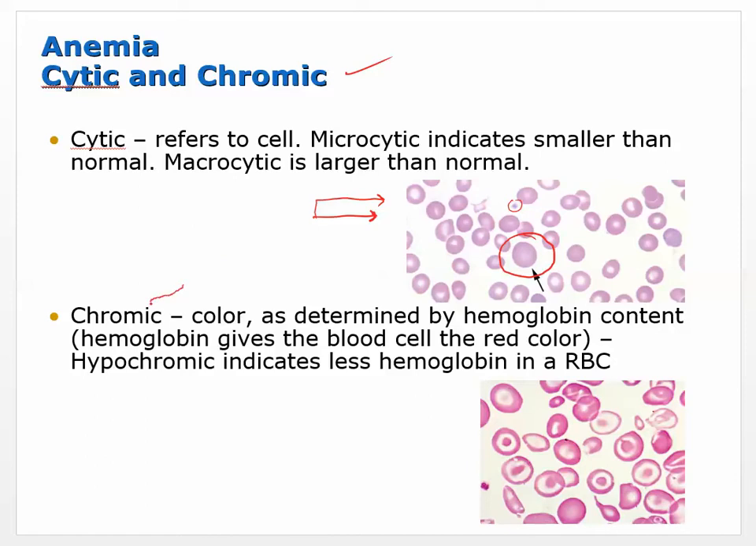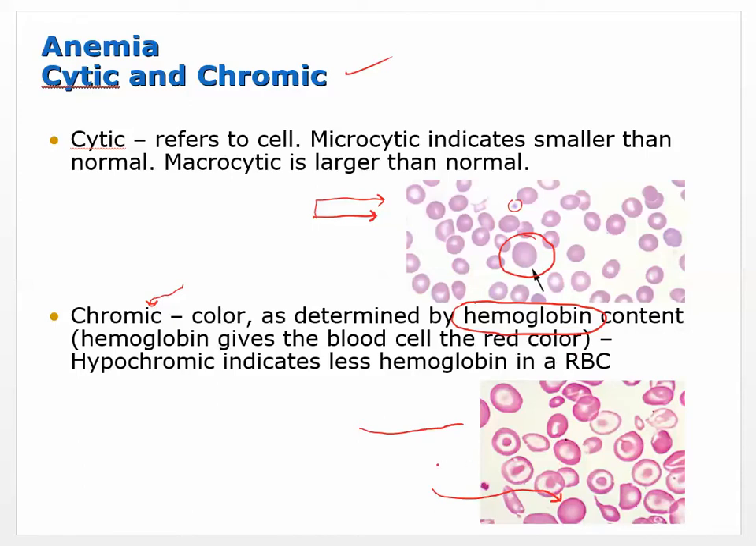Chromic refers to color, so that's going to give you an indication of hemoglobin content. So how much hemoglobin is in each of these red blood cells? You can see some of these. We might be able to call this one down here normal, and you can see that it's nice and pink in this case. Normally they're kind of red.